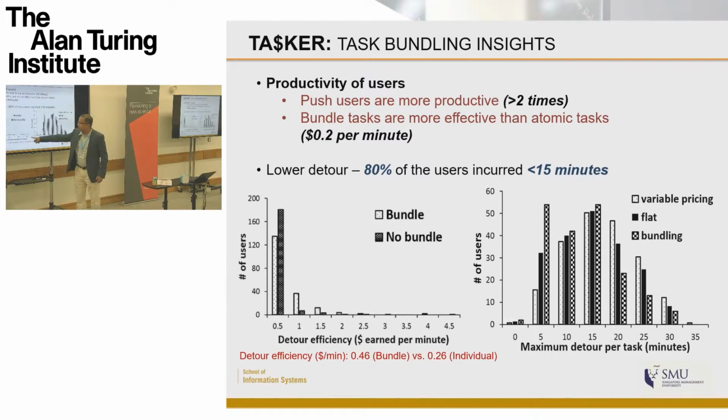So how do we measure productivity? Productivity is the dollars earned per detour minute. We actually track their movement paths. We see what their stay points are and where they deviate. And we say, this is how much detour they had to take to perform the task. So it turns out that people prefer bundling tasks, and it improves their overall productivity. And 80% of the users incur a detour of less than 15 minutes over a semester, this is the detour distribution.